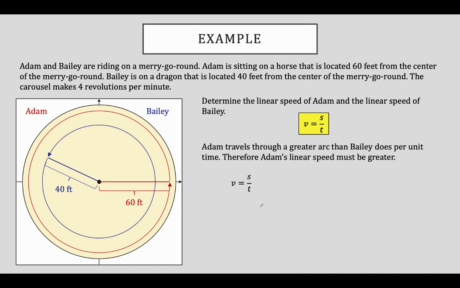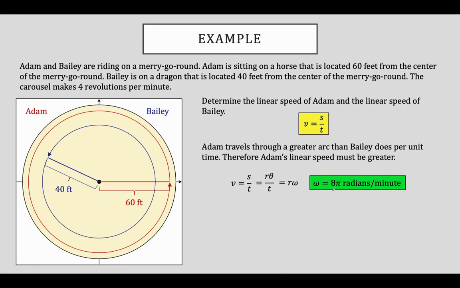Okay, so we have v is equal to s divided by t, and we said earlier on, to calculate arc length, s is equal to r theta. We can replace s with r theta, and theta over t is actually omega, our angular speed. So we have v is equal to r times omega. All right, so to get linear speed, when we've already found the angular speed, all we have to do is multiply by r, right? And so in the previous part of the problem, we found that omega was 8 pi radians per minute.